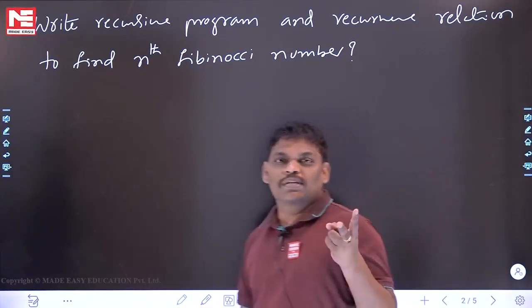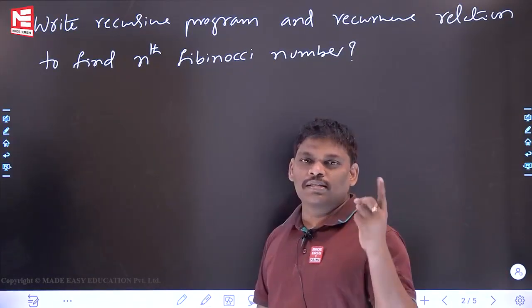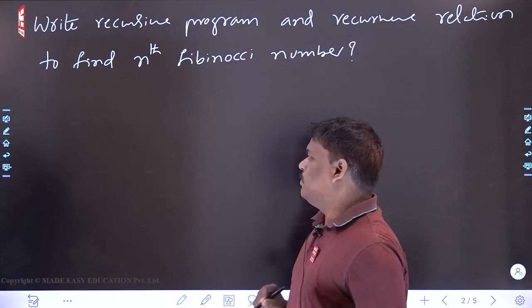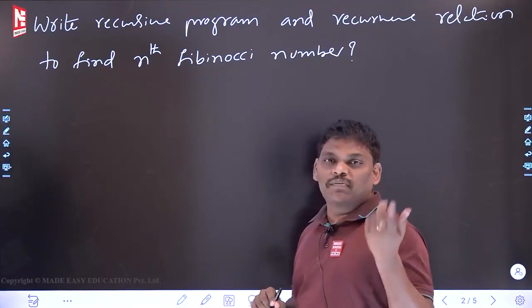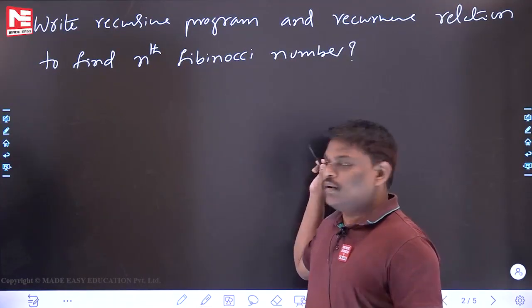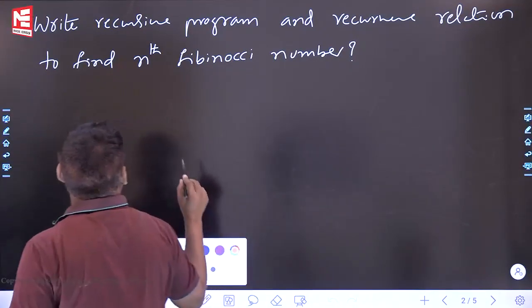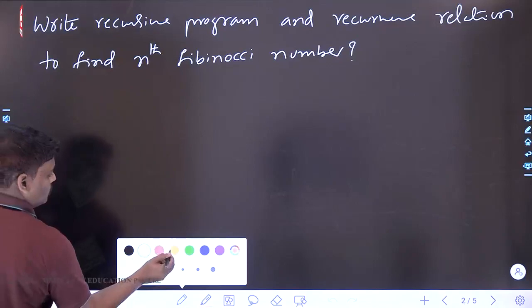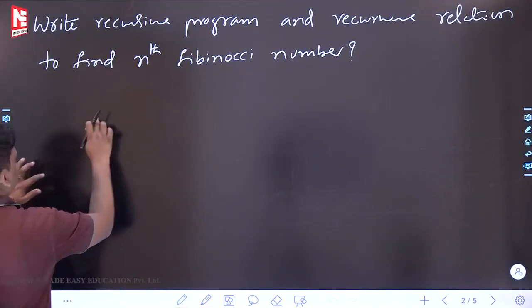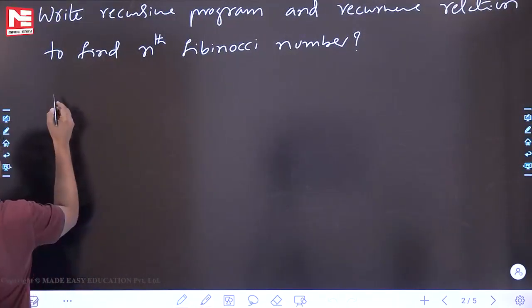Until now I have covered 2 problems for recursion and recurrence relation. This is the third problem. One or two small doubts from the previous one, mostly I will clarify here. Let's start. To find the nth Fibonacci number, we should write a recursive program and recurrence relation. So we are doing that now.